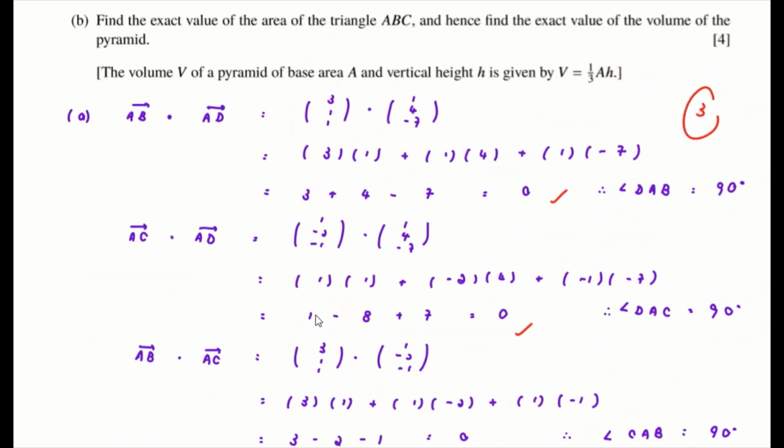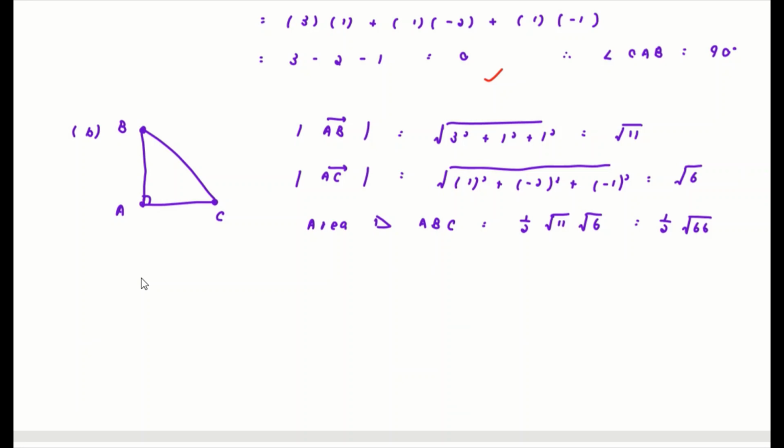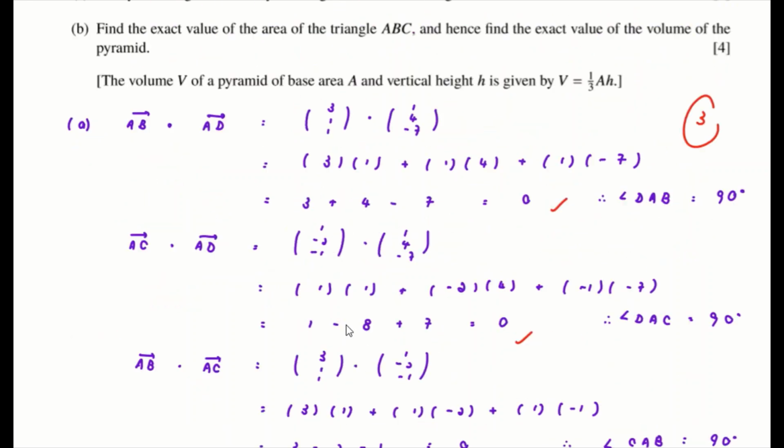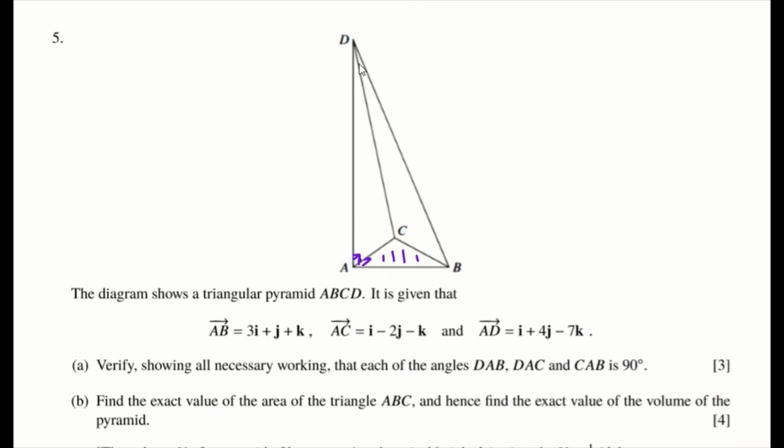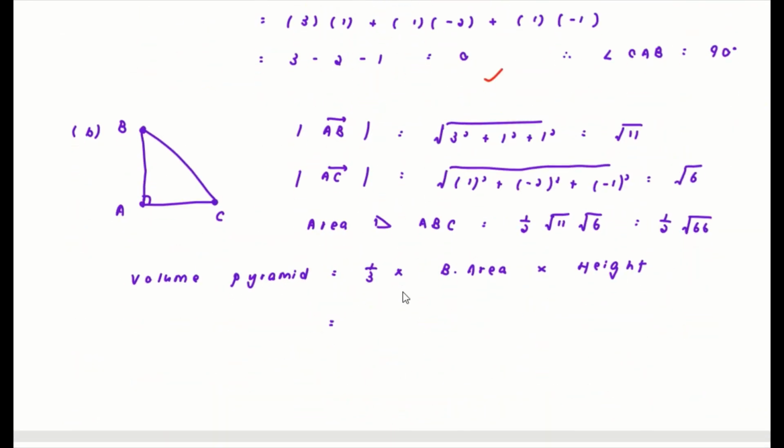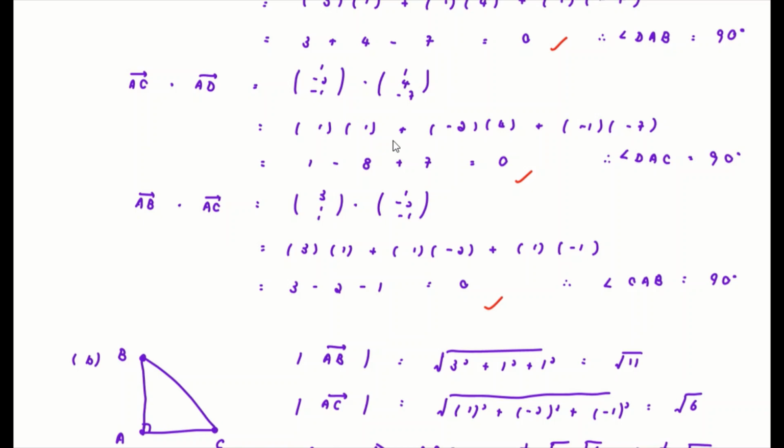Okay, so now we need to find the volume of the pyramid. The volume of the pyramid is equal to 1 over 3 times the base area times the height. The base area is basically the triangle that we have. You can see that this is the base, then this is the height. So we need to find the magnitude of AD now. So 1 over 3, the base area is 1 over 2 square root of 66. So the height AD is (1, 4, -7).